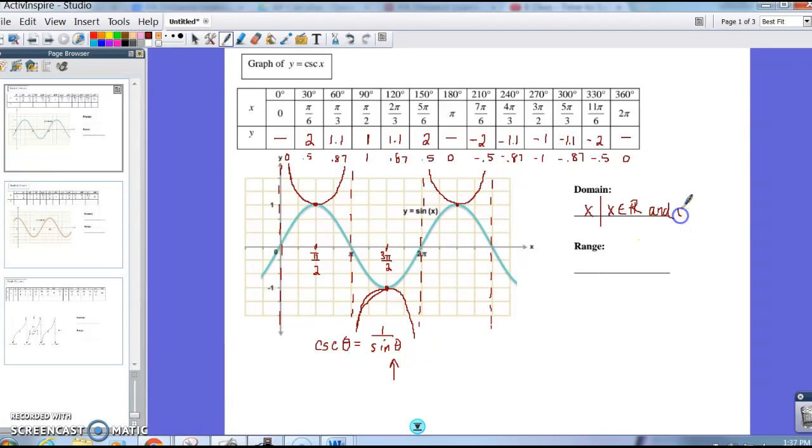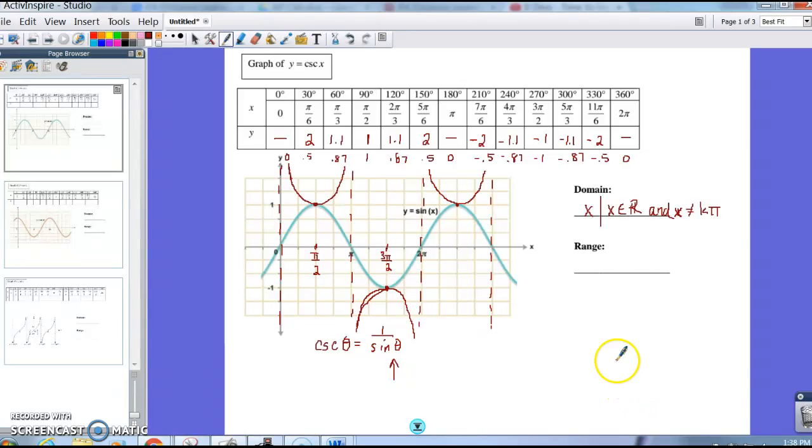However, it cannot equal... that's an x there. It cannot equal multiples of pi, and that's what this k times pi means. So if you notice at 0, at pi, at 2 pi, this would be 3 pi, there are vertical asymptotes because it will never equal anything at those values. You can't do it. So x can be anything except at multiples of pi.